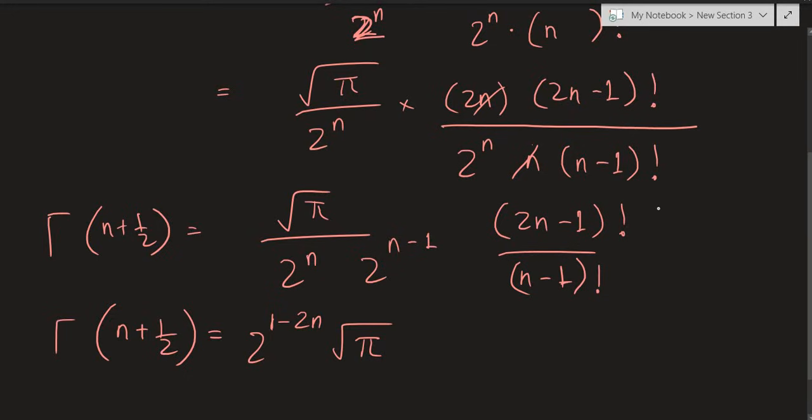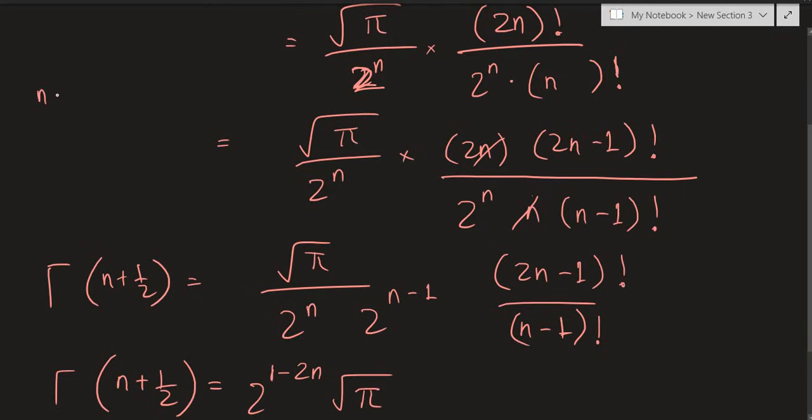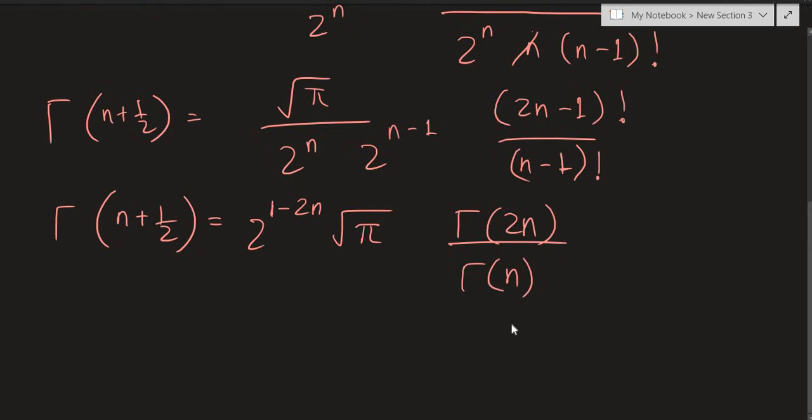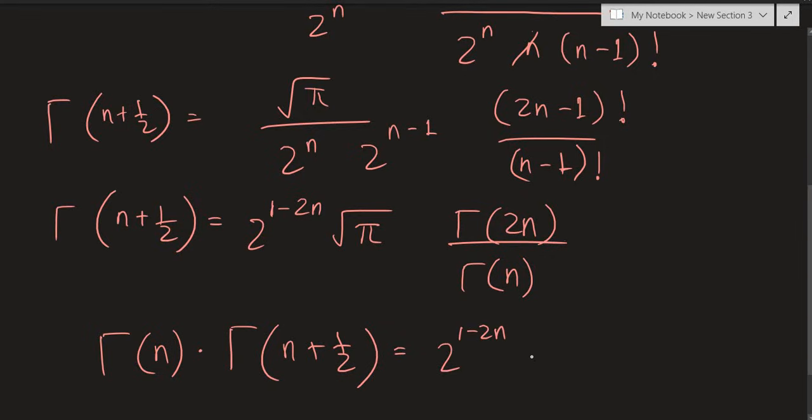And remember this identity of the gamma, how is the gamma function related to the factorial? So n minus 1 factorial is basically gamma of n, so you just add 1 to the expression that was in the factorial. So if you add 1, you just have 2n, you have gamma of 2n divided by, again add 1, you have gamma of n. Now I would like to take the gamma of n on that side. I have gamma of n times the gamma of n plus 1 half being equal to 2 to the 1 minus 2n times square root of pi times the gamma of 2n.